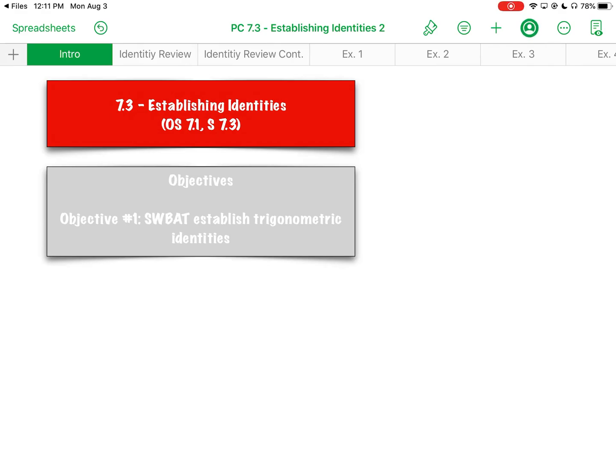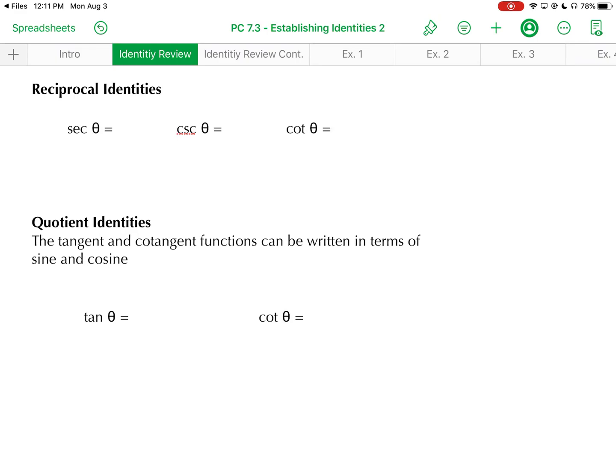This is our first video for 7.3 where we will be establishing some trigonometric identities. I'd like to begin with some review of the basic trig identities that we've already looked at in this course.